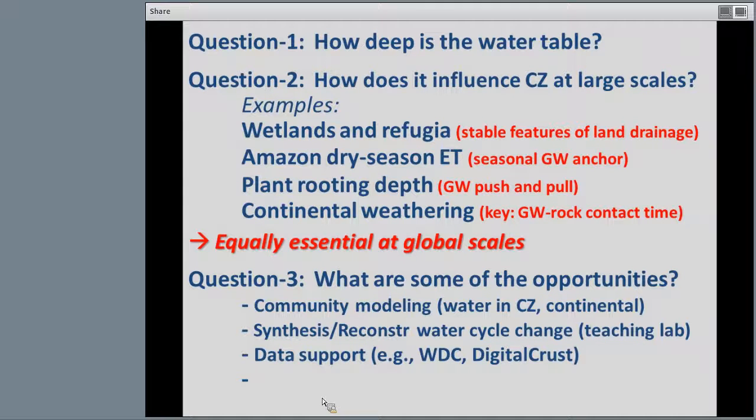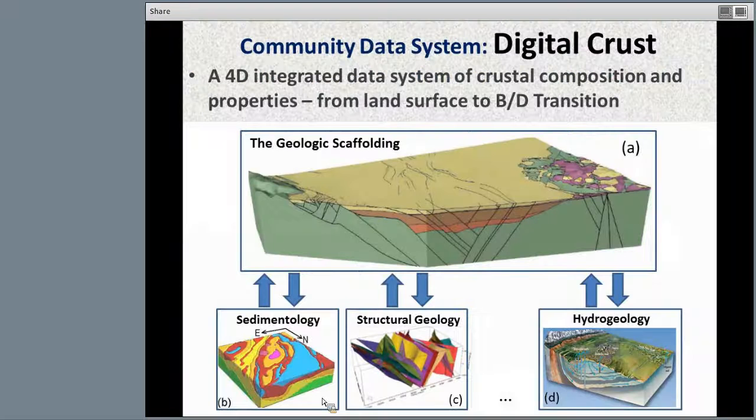And we don't have data in the future. The past is the way we learn. And then comes data support. We have to have data. If we do a continental model, we need continental data. And here the water data center will play a critical role, I see, to put together a gridded continental database. Another effort we have started is something called digital crust.